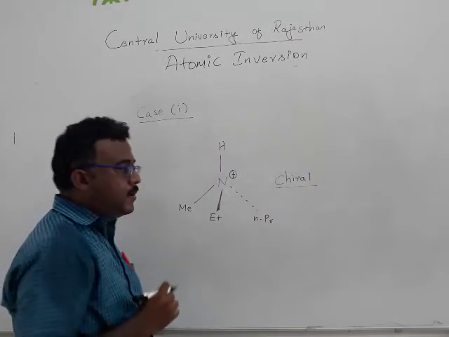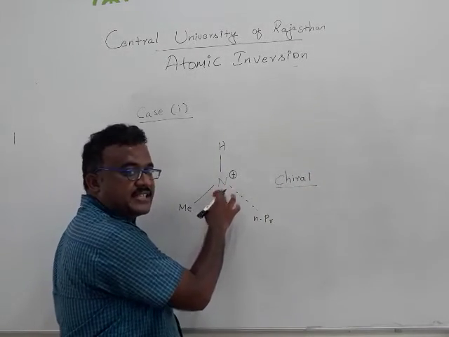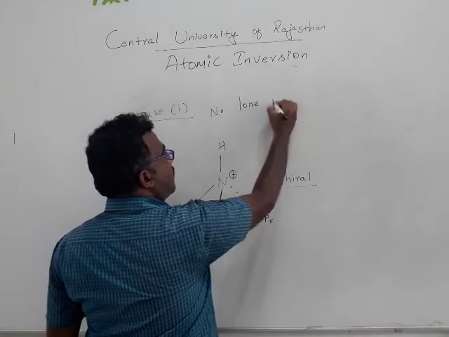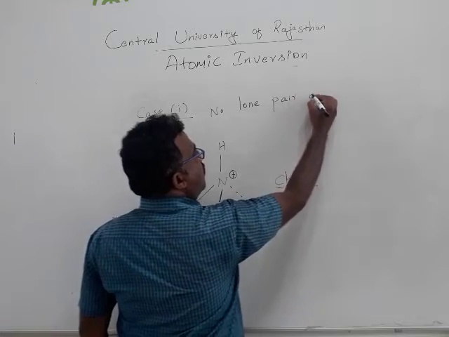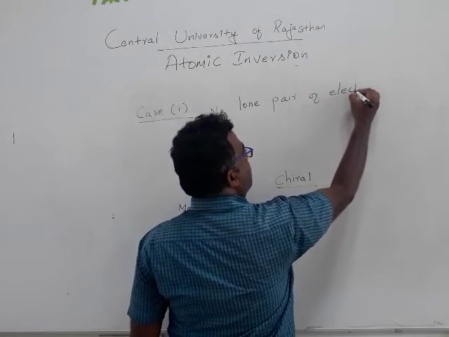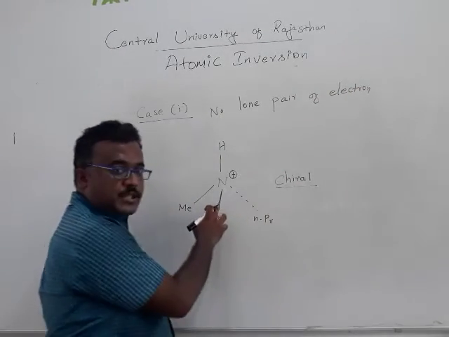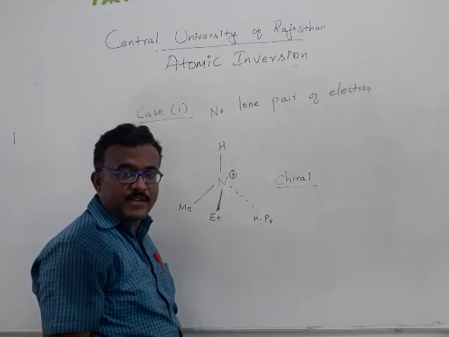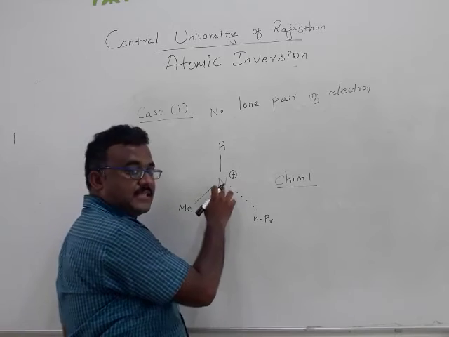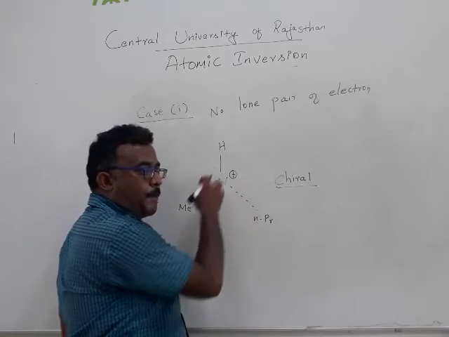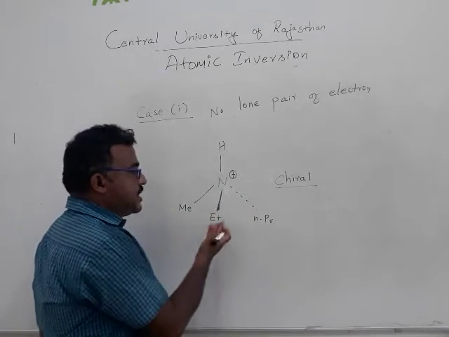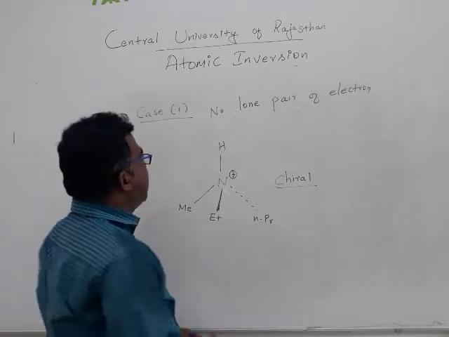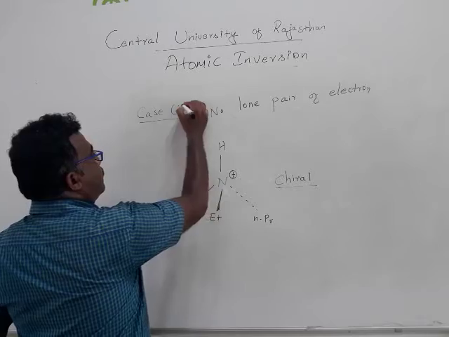Why is it a chiral compound? Because nitrogen has no lone pair of electrons. Because of the absence of a lone pair of electrons, there will be no possibility of inversion. So this nitrogen center is a stereo center, so it has the property of chirality. So this compound is an optically active compound. It's a very well known example. And another one is case 2.